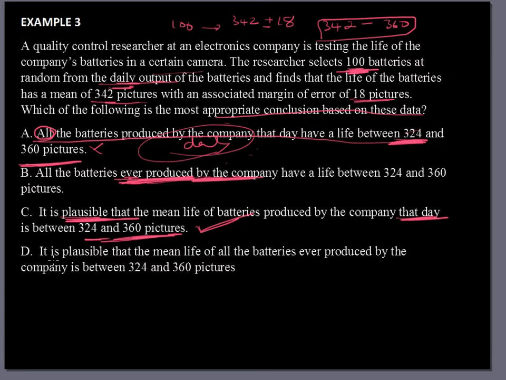So let's keep moving. It is plausible that the mean life of all batteries produced, it cannot be all batteries produced because, like I said earlier on, the condition today may be a little different from the condition yesterday. Maybe the equipment can change, or the operators and stuff like that. So you cannot do all. You are limited to making decisions on that particular day's sample, and therefore it is plausible that the mean life of batteries produced by that company on that particular day may follow what the sample data is telling you. So in this case, your answer choice is C. C is the best option among these four choices that you have.